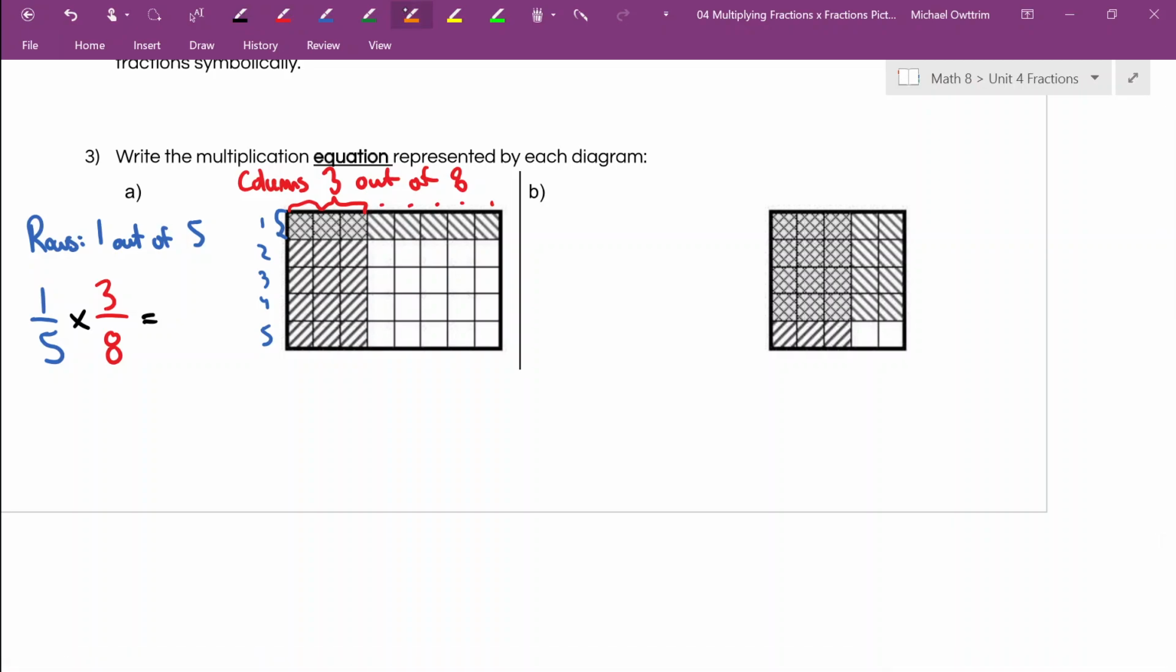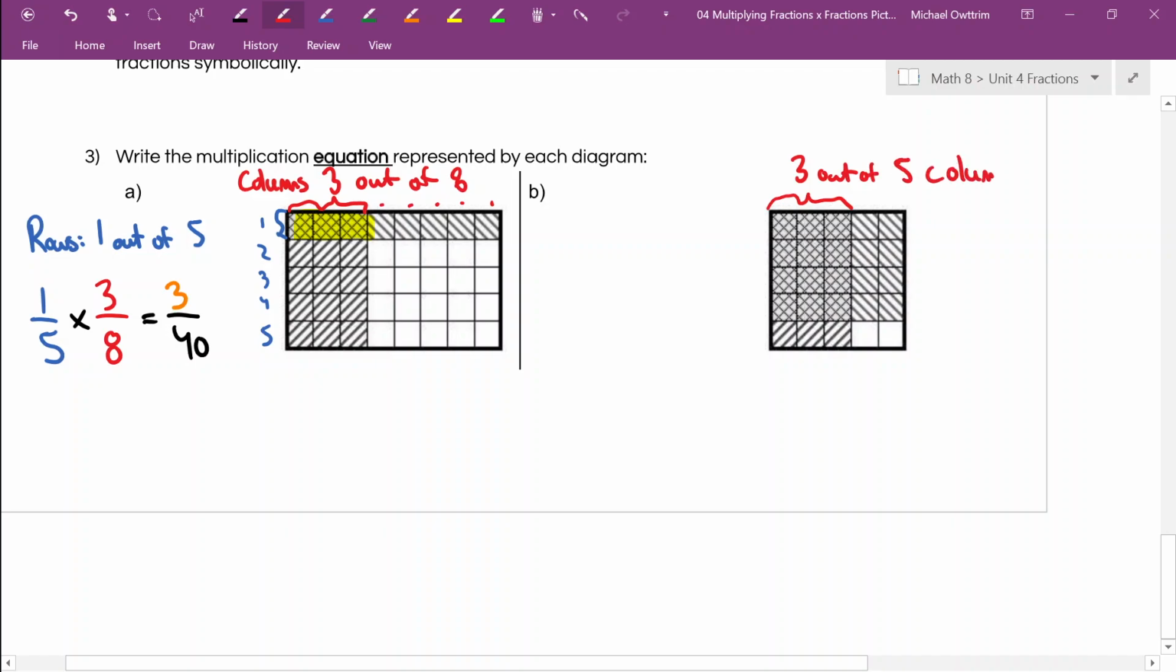My solution is going to be my 3 overlapping boxes. And since this is a 5 by 8 rectangle, there's 40 boxes in total. Similarly, over here, let's look at our rows and columns. We have 3 out of 5 columns. And for my rows, I have 4 out of 5. And so for my multiplication statement, I'll have my 4 out of 5 times my 3 out of 5.